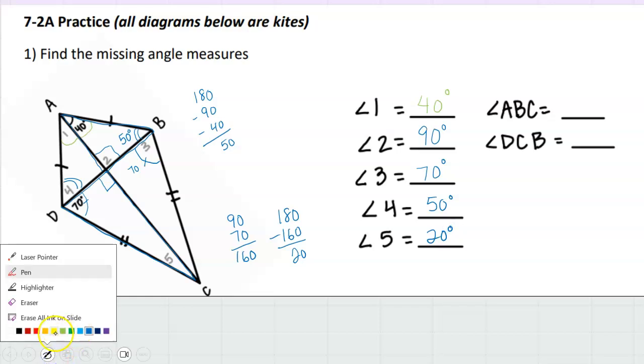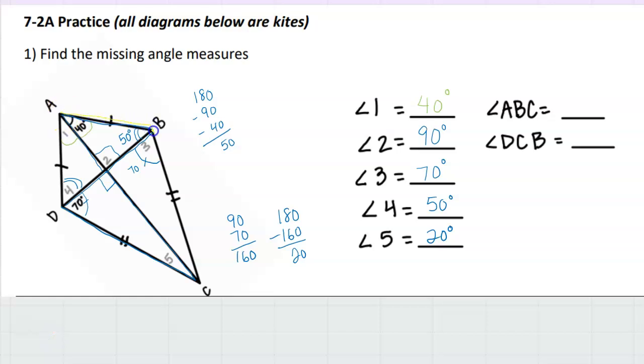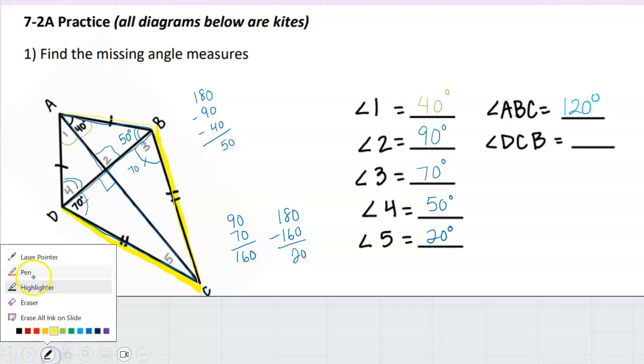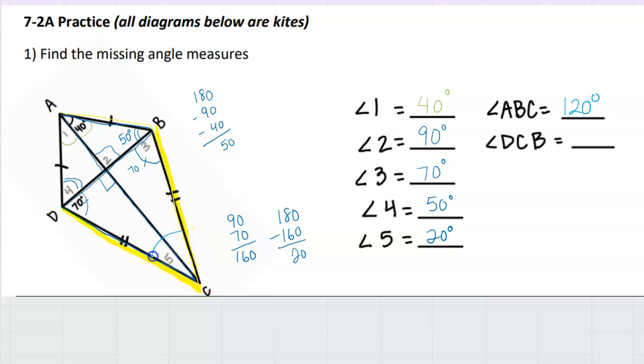Angle ABC is going to be 50 plus 70. And angle DCB, well, that's going to be angle 5 but doubled because of that angle bisector. So angle 5 was 20, so DCB is going to be 40.